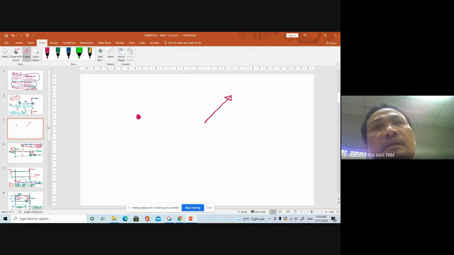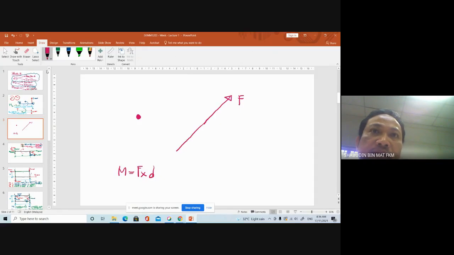It's not for statics only, not for your test only. You do more in mechanical engineering, in aeronautical engineering. So you have a force there. A moment is equal to force multiplied by d. D is a perpendicular distance.